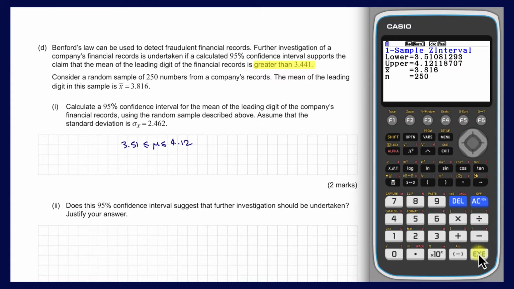Now the question is, does this confidence interval suggest that further investigation should be undertaken? If we compare this confidence interval to the threshold for the mean of 3.441, we see that the entire interval lies wholly above 3.441. So in other words, our interval is telling us that the mean is somewhere greater than 3.441, and so the answer is yes, we should investigate these records further.